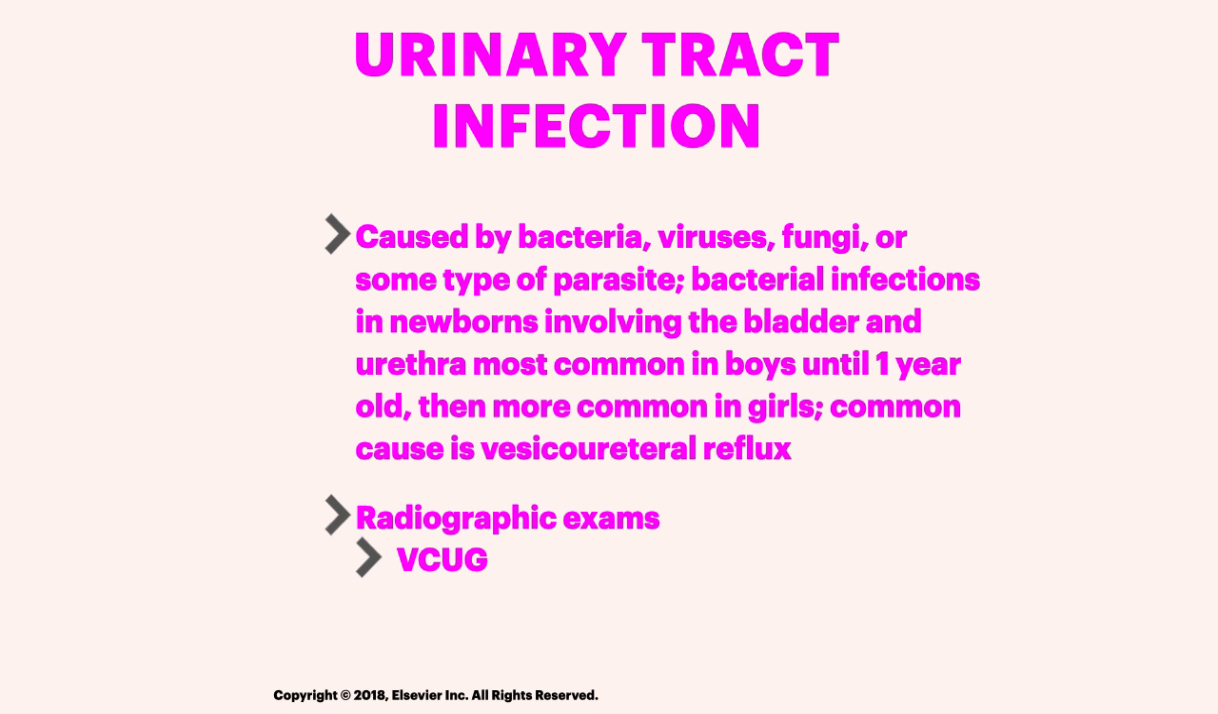Urinary tract infection, caused by bacteria, viruses, fungi, or some type of parasite. Bacterial infections in newborns involving the bladder and urethra, most common in boys until 1 year old, then more common in girls. Common cause is vesicoureteral reflux. Your radiographic exams include a VCUG.